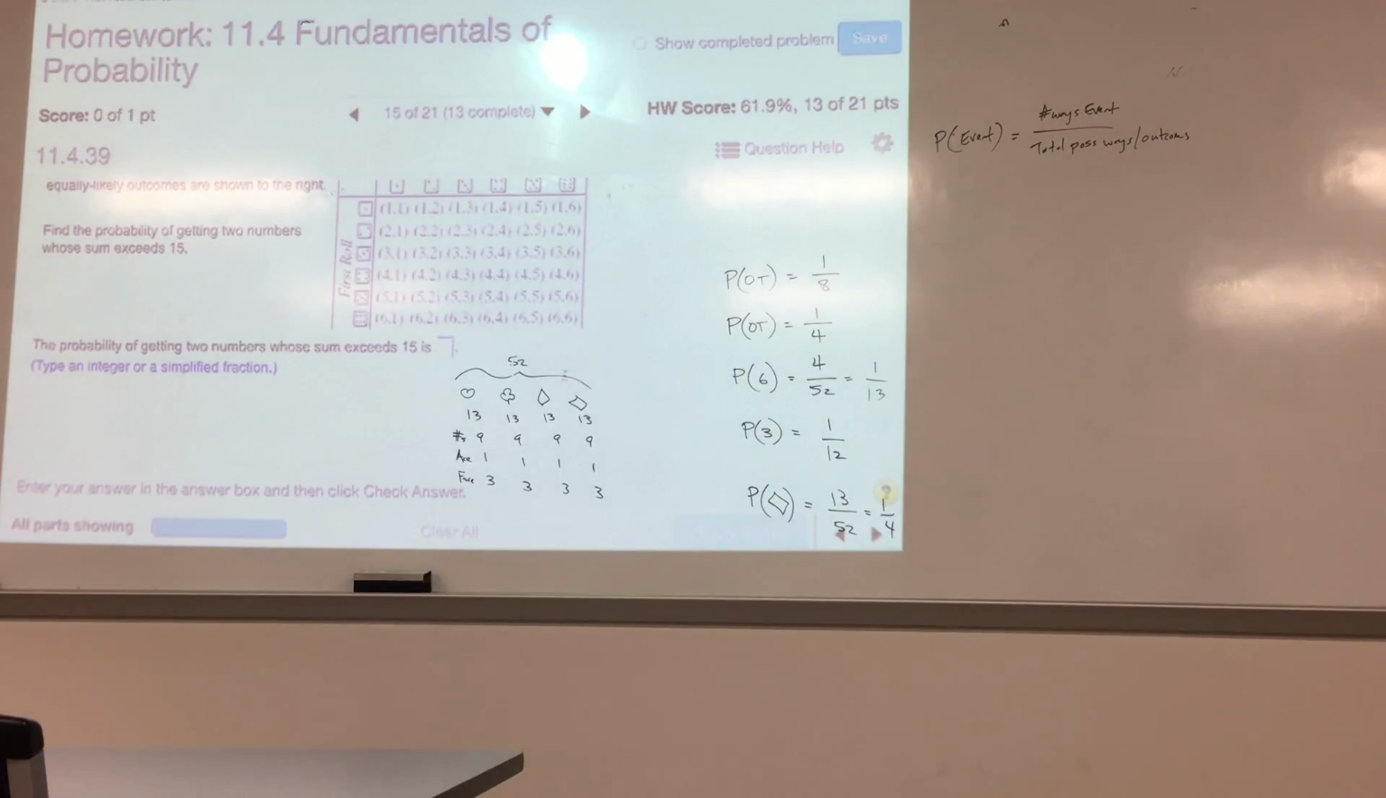Now, let's ask another question. Find the probability of getting 2 numbers whose sum is exactly 7. 6 out of 36, or 1/6. Does that make sense, guys? Okay, let's move on.